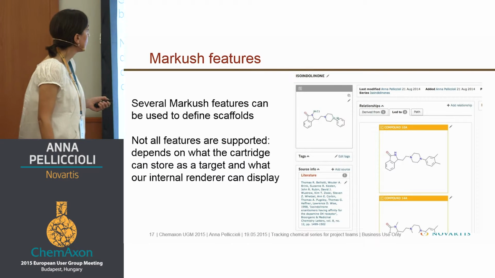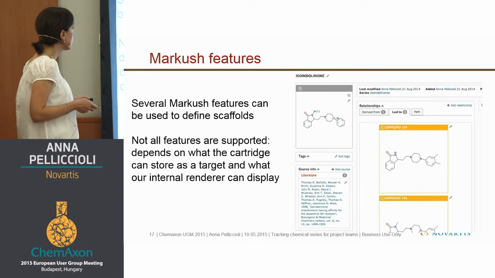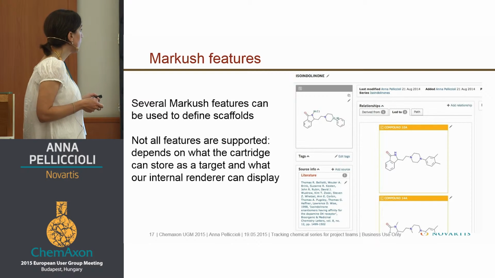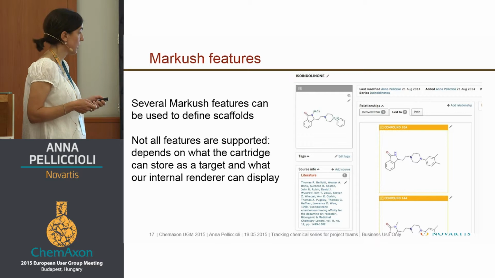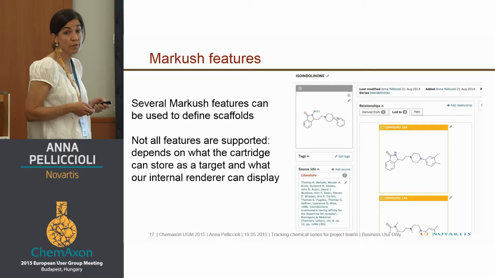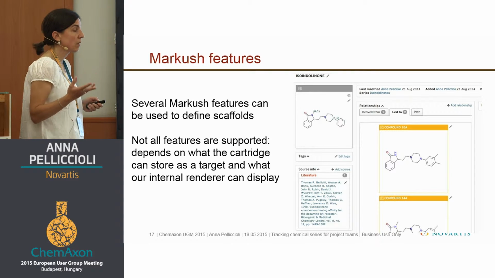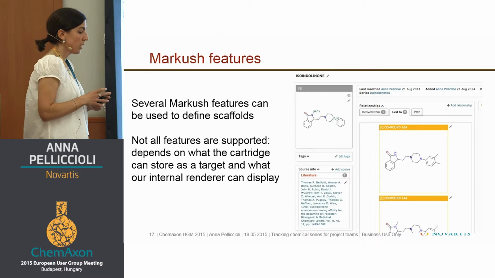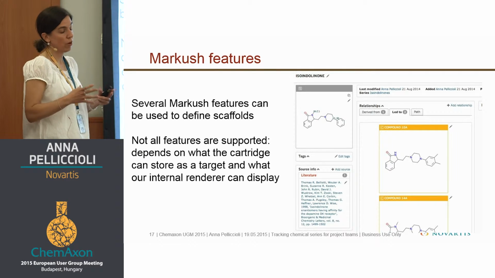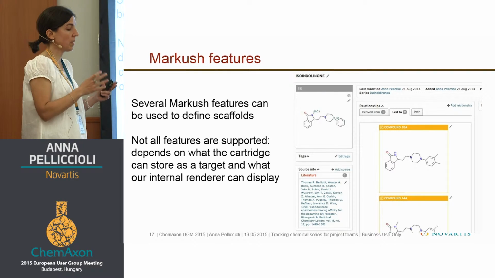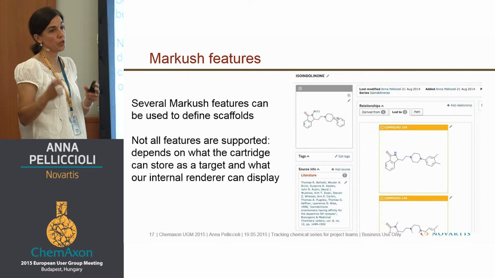Okay, so now a little bit more about the Markush features. So this is a scaffold, and you see it's a scaffold because we're using, for example, atom lists here. And there are several features that we're allowing our scientists to use when they define a scaffold. It's not all the features that ChemAxon supports. This is because we need to find the intersection between what the cartridge can do, which is actually a lot. Then we have our rendering tool, which can do some. And then there's ChemDraw, which cannot sketch everything correctly.